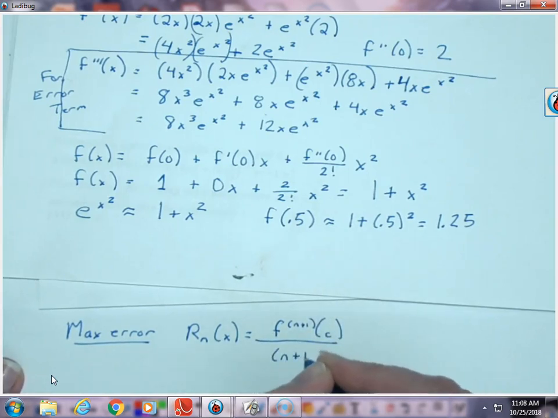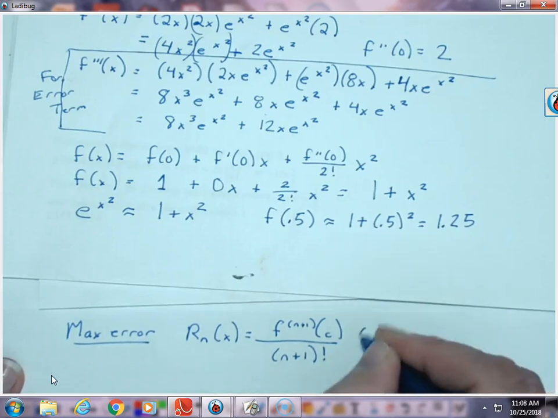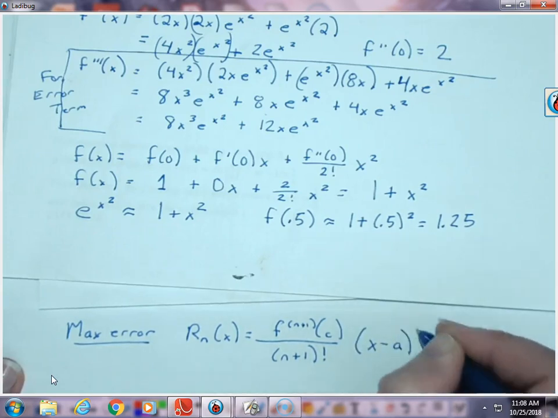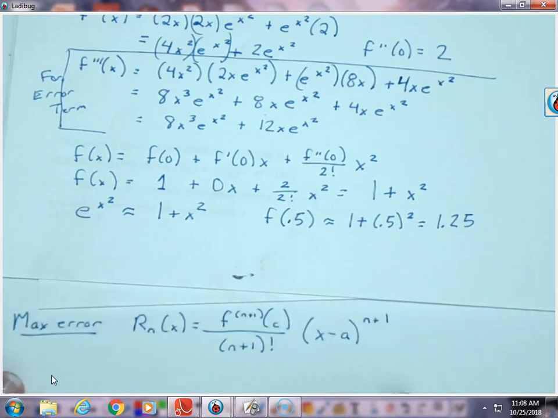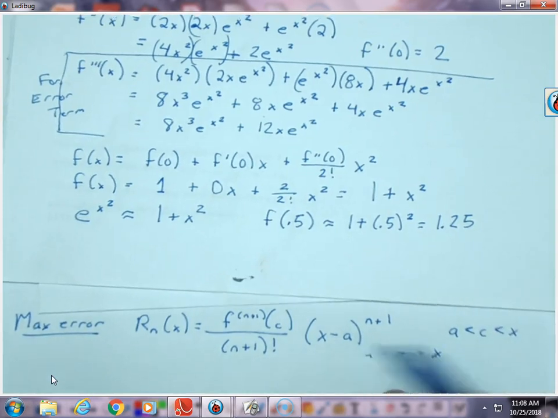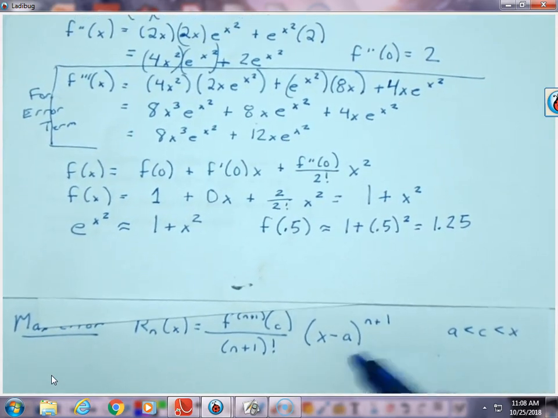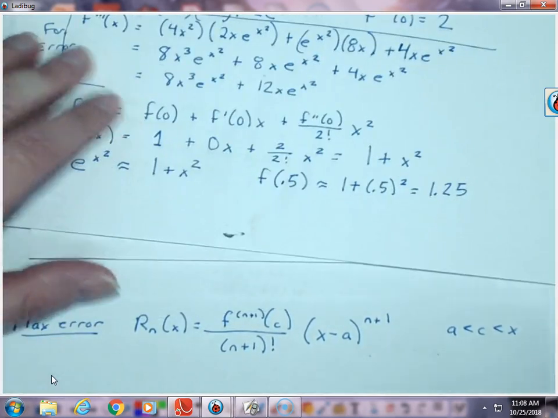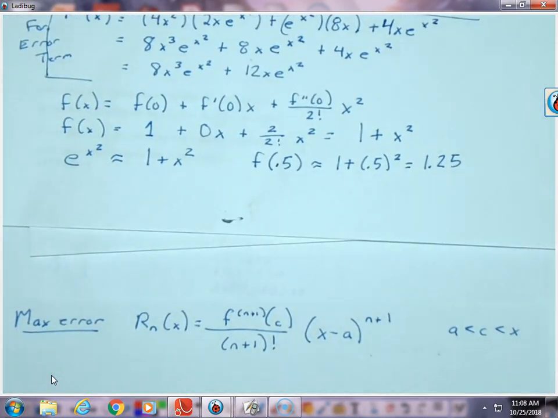It just doesn't come up often enough. And it tells me C is between A and X. Oh, so max error is the range. Yes. Okay, it tells me that C is between A and X, so I'm going to write that part down.